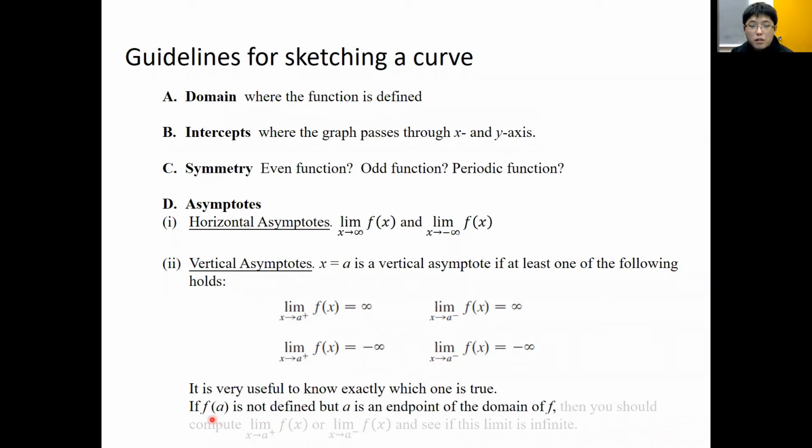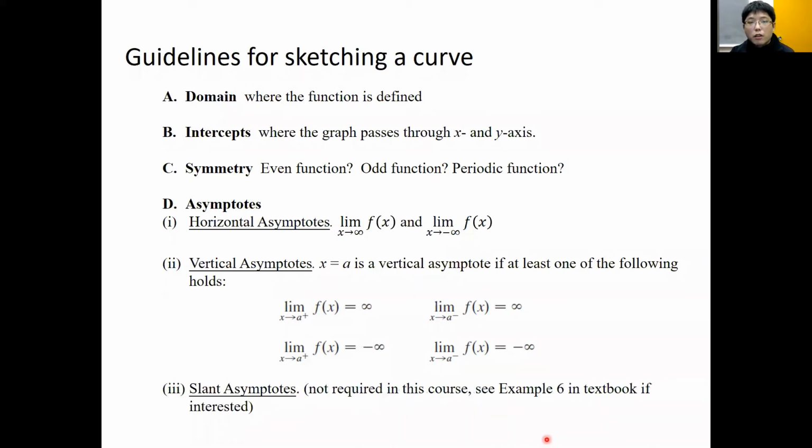Another remark is if f of a is not defined, but a is an endpoint of the domain of f, then it is always helpful to compute those one-sided limits and see if the limit is infinite. So many vertical asymptotes happen at the endpoint.